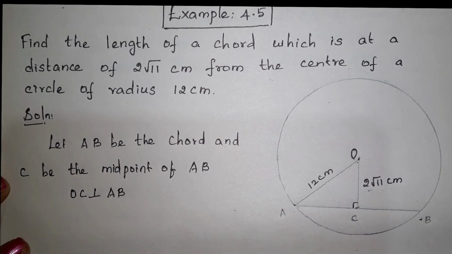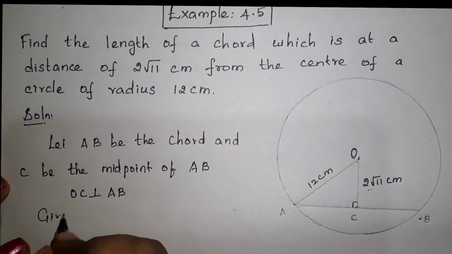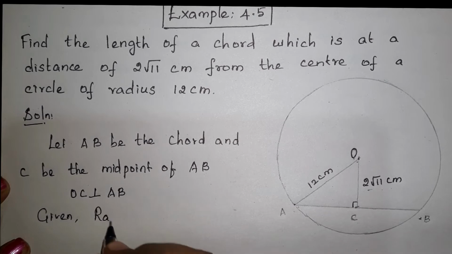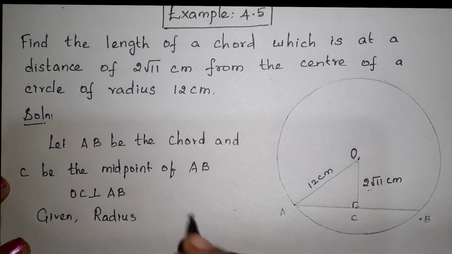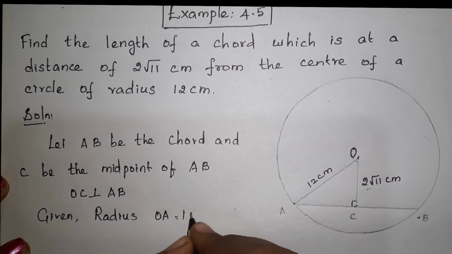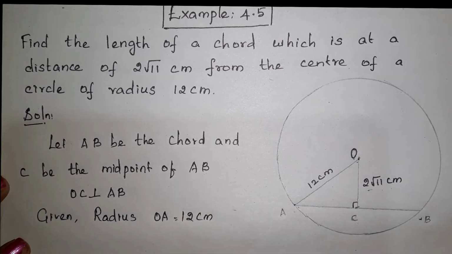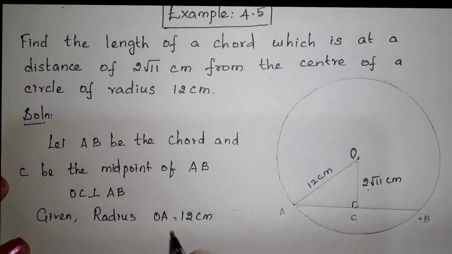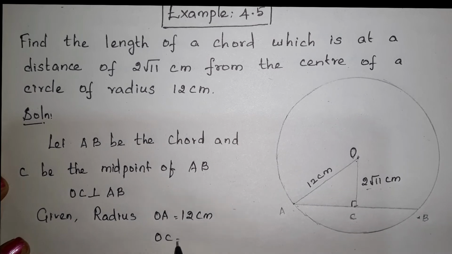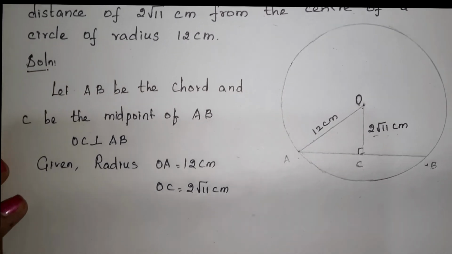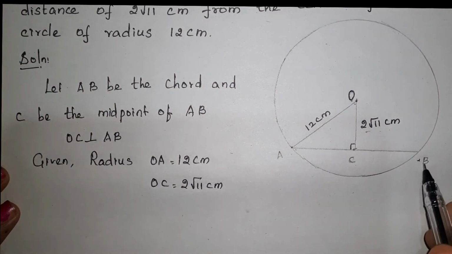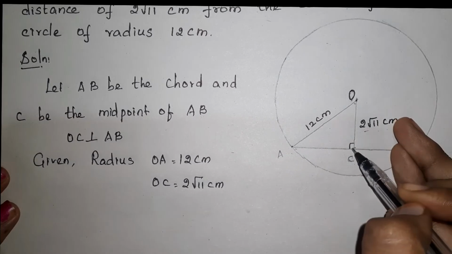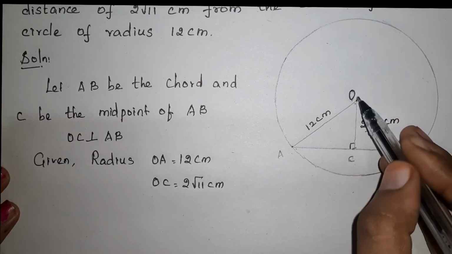Then what is given in the question? We can write now. Given: radius, so what is radius here? We took OA, so radius OA equals 12 centimeter. Then another value is known, that is OC is 2 root 11 centimeter. So now we have to find out the AB value.